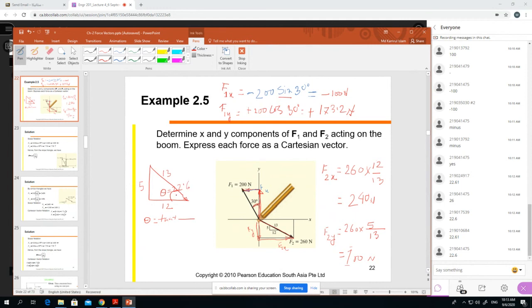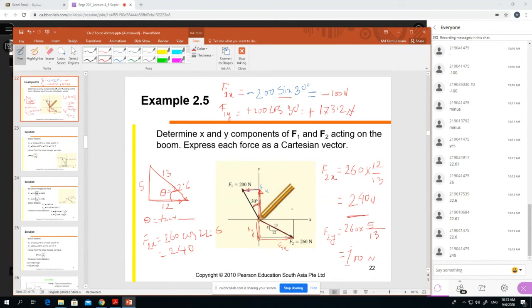Now, if it is a 22.6 degree angle, now F2x is easy. F2x equal to how much will it be? Tell me. 260 cos 22.6. Calculate it, please, and tell me, is it the correct result? Is it the same as this one? Please calculate. 240. So correct, right?